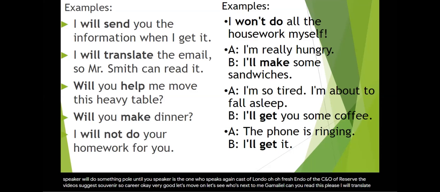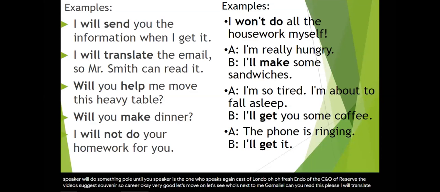I will translate. I will translate the email so Mr. Smith can read it. Would you help me move this heavy table? Would you make dinner? I will not do your homework for you.